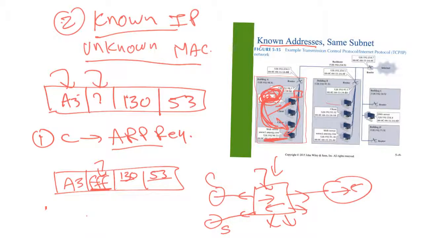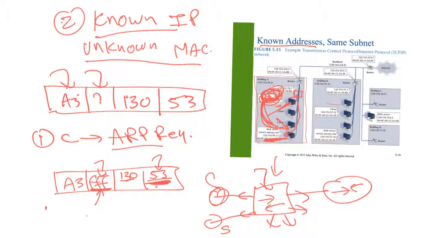Then each machine connected to the switch will receive that message. It would look at the broadcast. It says, okay, someone is trying to send me a broadcast message. It looks at the IP address. Well, it's not my IP address, I will ignore it. The only one that would respond back is the server.